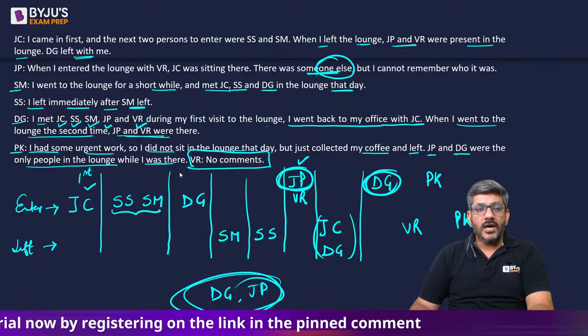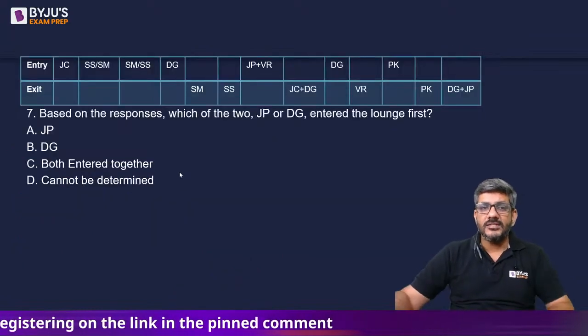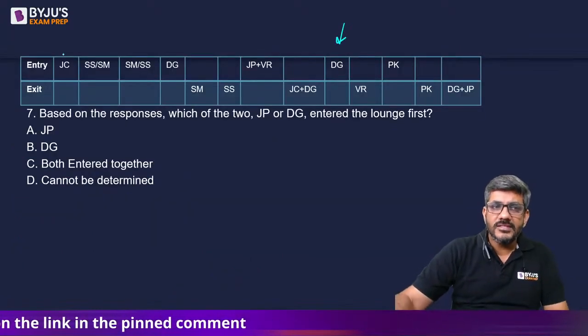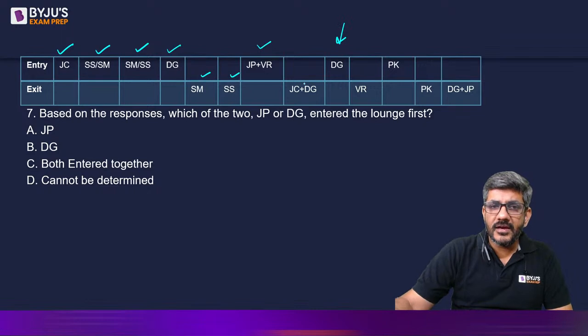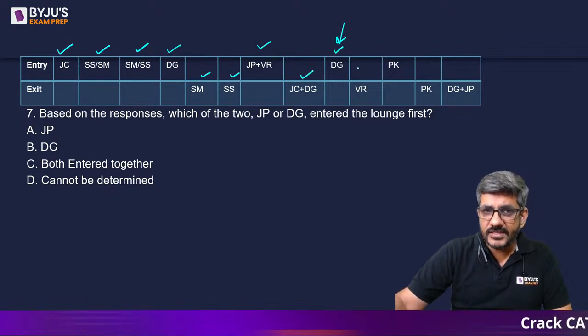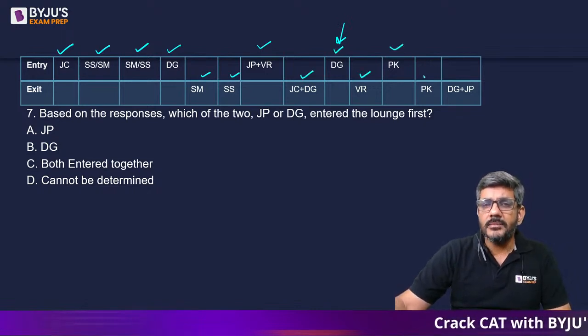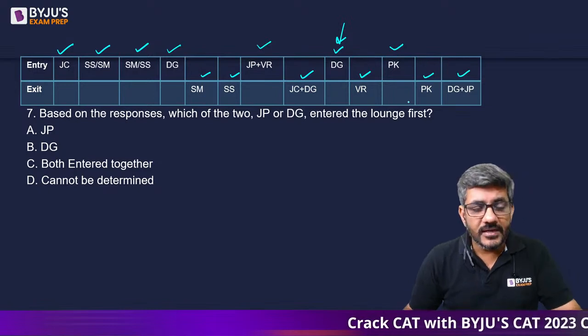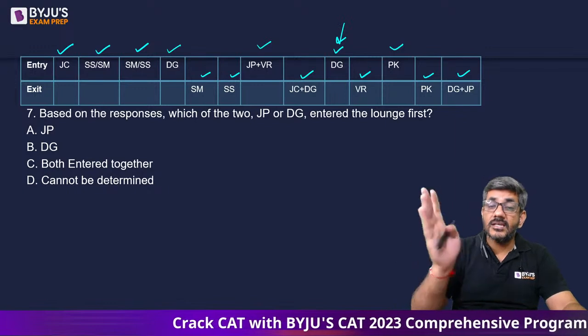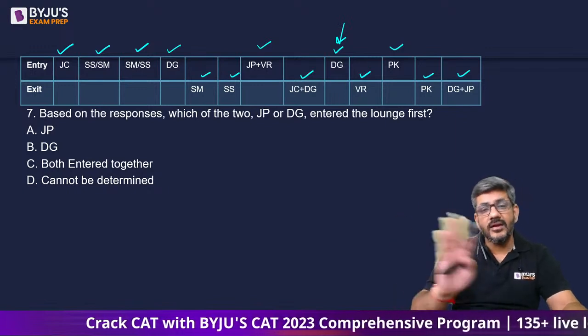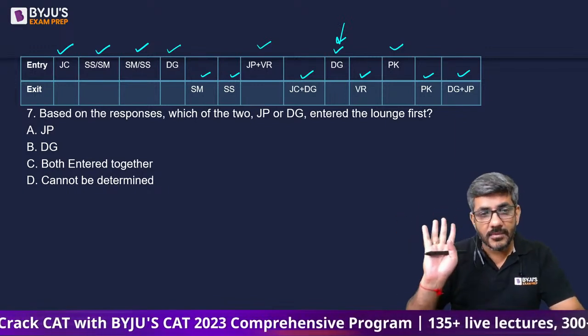Okay. So I have put the data in this format as you can see on your screen here. JC came, SS or SM, SM or SS. DJ came, SM left, SS left. JP and VR came, JC and DG left. DG came, VR left. PK came, PK left. And ultimately DG plus JP are there. अब उन्होंने लीव किया है किस ऑर्डर में या इकट्ठे लीव किया है, that we do not know, so therefore I'm not commenting on that.